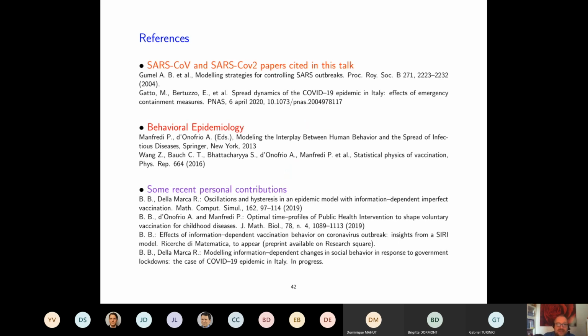So I want just to leave you with some references: the two main papers that I mentioned in the last parts, the two main references for behavioral epidemiology, and some personal contributions, very recent ones, on the use of behavioral models, and in particular on the information index.